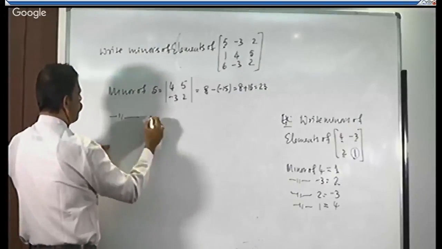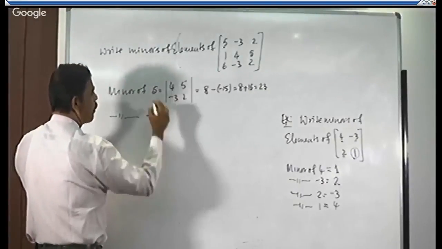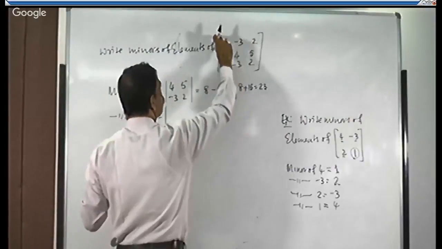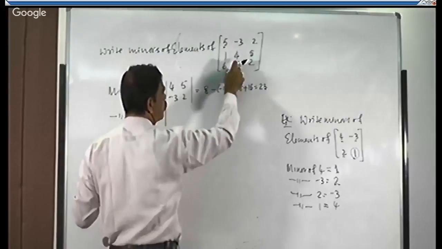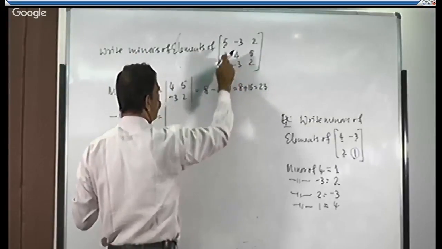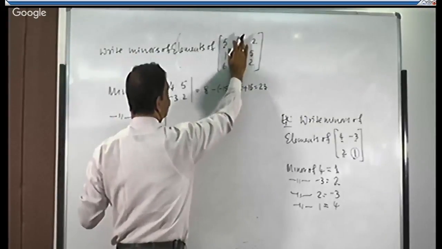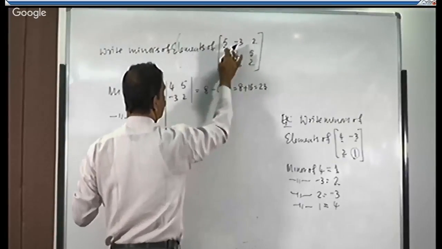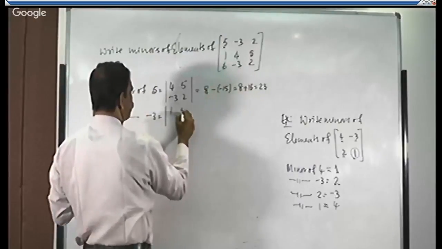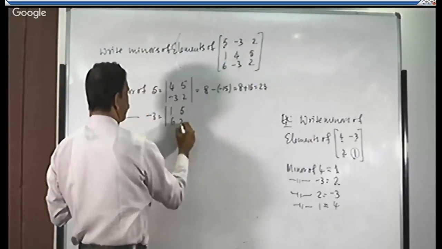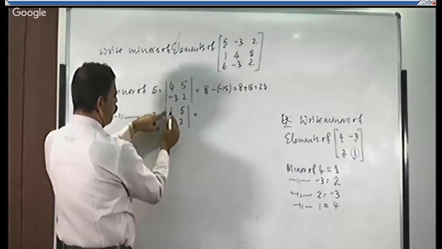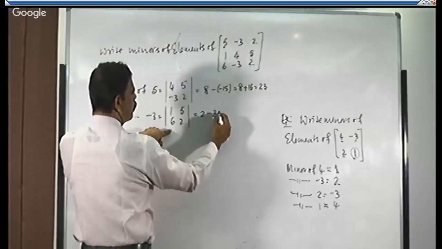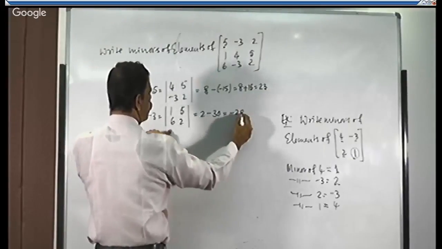Next, minor of -3. -3 lies in the first row, second column. Leave the first row and second column, which are the corresponding column and row. The remaining elements are taken in a determinant: 1, 5, 6, 2. That is equal to 1 into 2, which is 2, minus 6 into 5, which is 30. That is equal to -28.